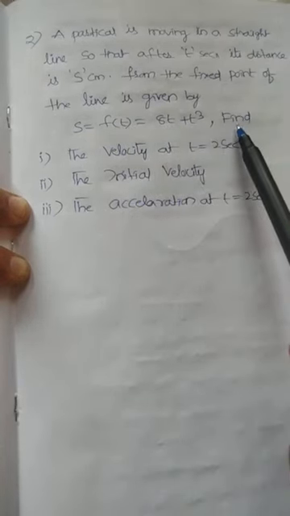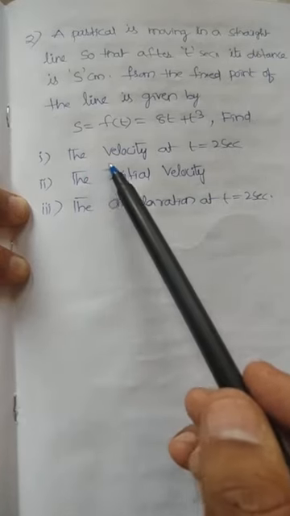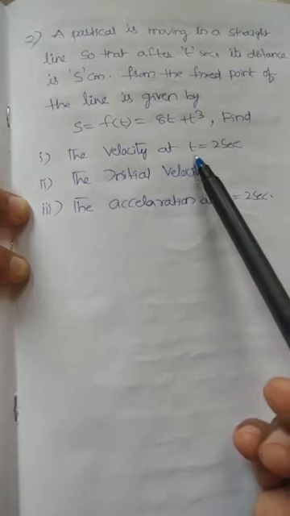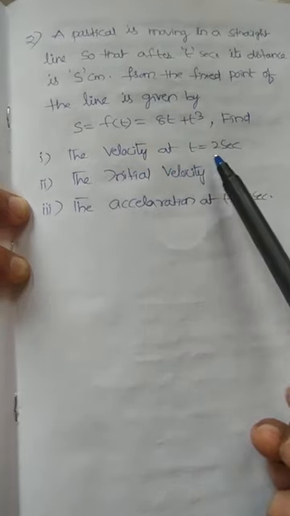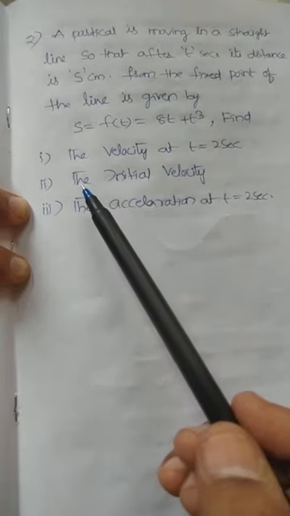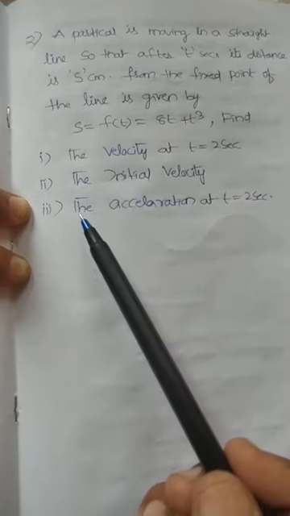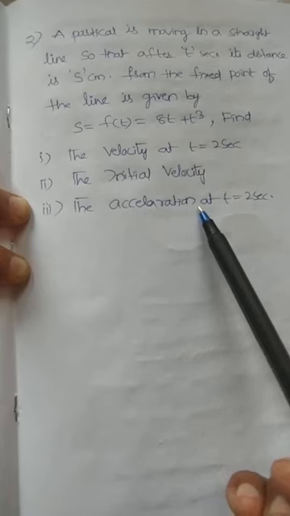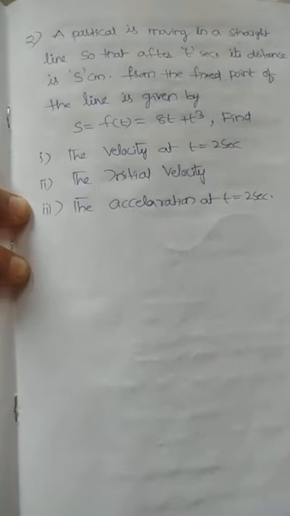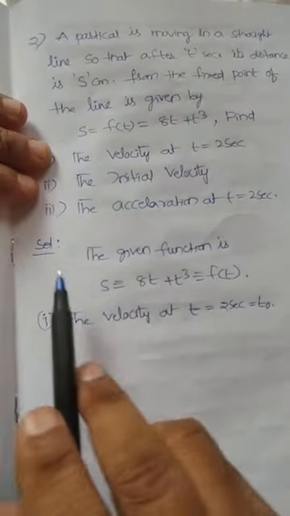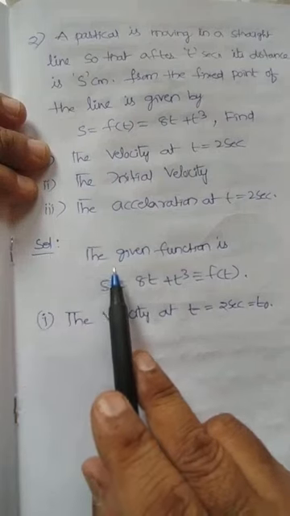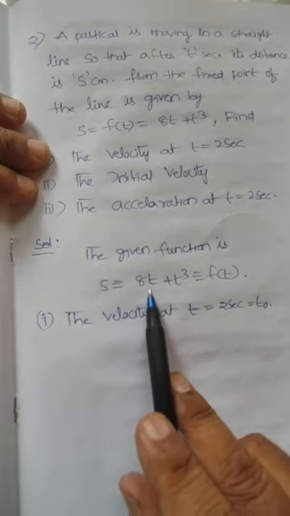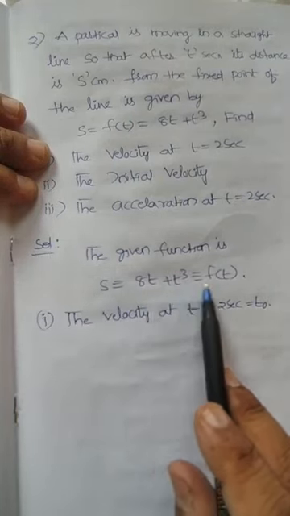Now we have to find these three particulars. First, the velocity at t equals 2 seconds. The second one, the initial velocity. The third one, the acceleration at t equals 2 seconds. Now in the solution, our function is given: s equals 8t plus t cube, that is f of t.